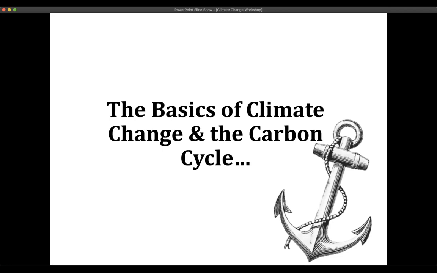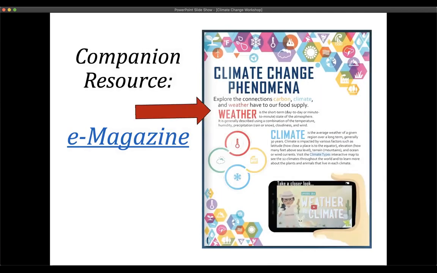So the carbon cycle is taught in most science classrooms from middle school on up. And I want to just spend a little bit of time on those basics so that you have an idea of how this is contextualized in agriculture. So the first thing I want to show you is an e-magazine that we have. If climate change is brand new to you or your students, this is found in the lessons.